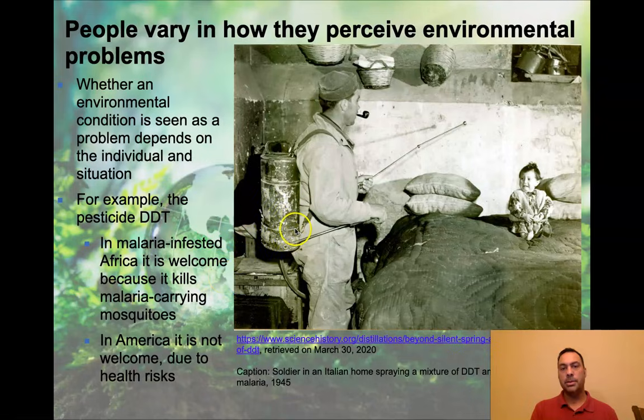What we see here in the image is an Italian soldier in Italy spraying a mixture of DDT and kerosene to control malaria. And this is in war-torn Italy in 1945. And you can see the child is not terribly happy with this development. The question is, would you be okay with DDT being sprayed on you or your children? If you lived in the United States, it would probably be perceived as a very bad thing. If you lived in Africa, it probably wouldn't be considered such a big deal.